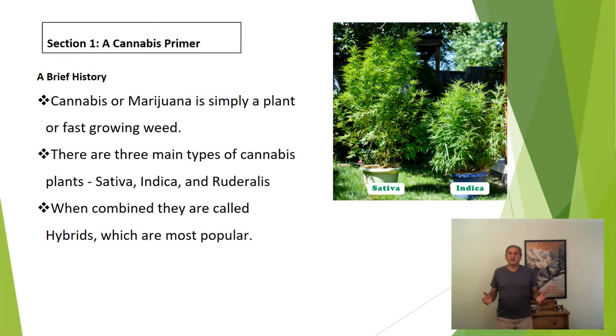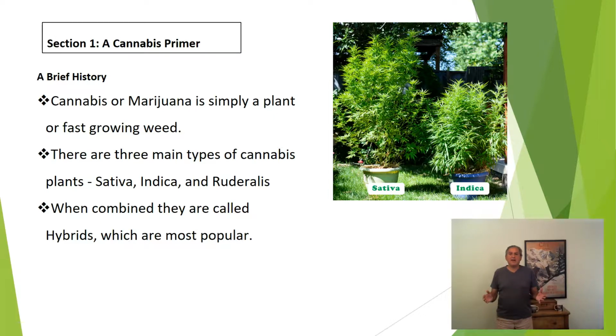Cannabis or marijuana is simply a plant or fast-growing weed. There are three main types of cannabis plants that we will cover in greater depth later. In simplest terms, cannabis is a plant that's used for its fiber, its healing effects, and for recreation.